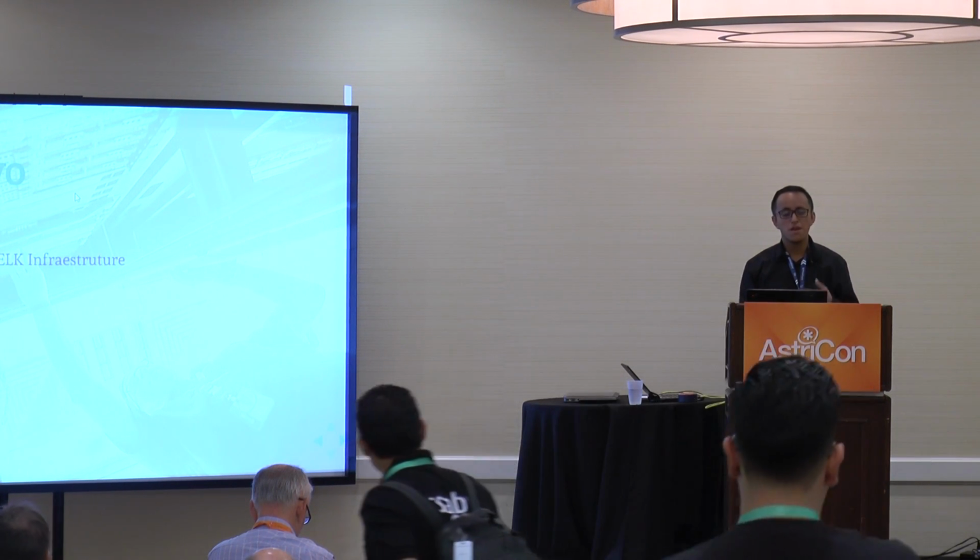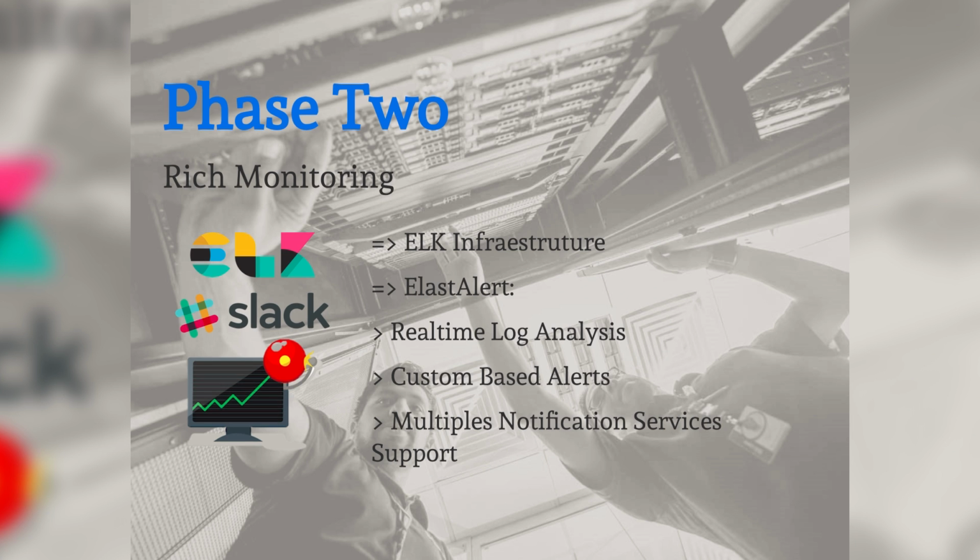Phase 2 was rich monitoring. We used the ELK infrastructure and ElastAlert to have real-time log analysis and custom-based alerts. We also have support for multiple notification services: notifications through Slack, Telegram, WhatsApp, SMS, and through calls. This was phase 2. And then last year we had phase 3.